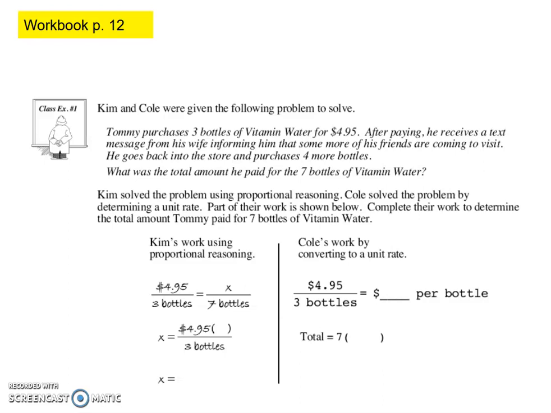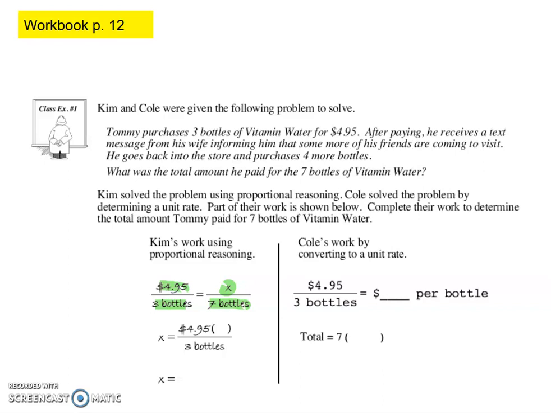Okay. This question was done in 2 different ways. The first way is Kim, who does it by proportional reasoning. So that means we create a proportion, and we use cross multiplication to get the answer. So you can see how they set it up over here. So what do they have? They have $4.95 for 3 bottles on one side of the equation, and on the other side, we don't know the price, but we're looking for 7 bottles of water because that's what he ended up having in the end.